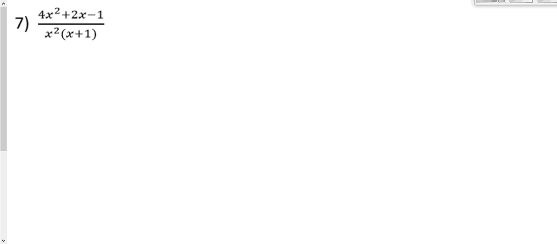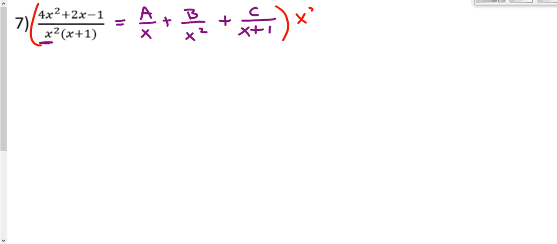Now number 7. Okay, so this one is going to have a repeated factor because we see the x squared. So this is going to be like today's lesson. And it's going to break down into a fraction with a denominator of x, and a fraction with a denominator of x squared, and a fraction with a denominator of x plus 1. Now let's multiply both sides of that by x squared and by x plus 1.